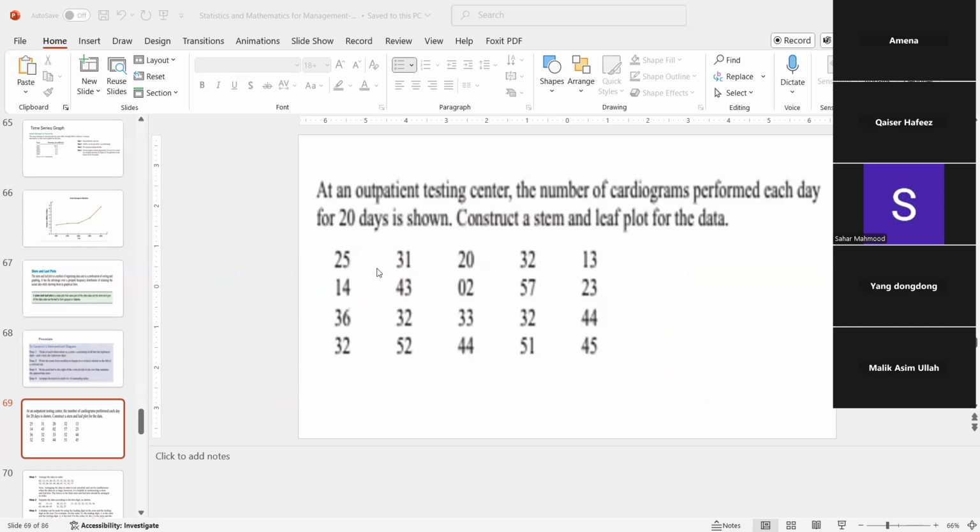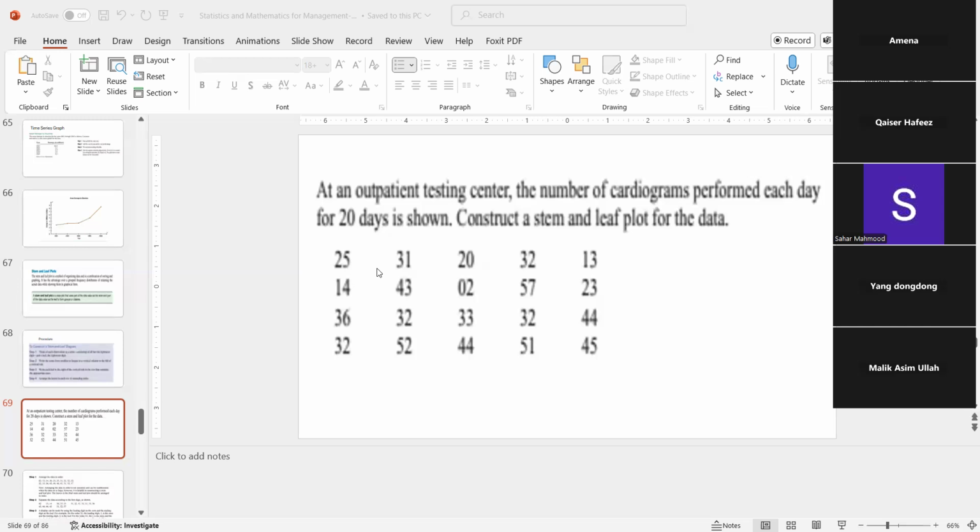One part is considered to be the stem and the other part is considered to be the leaf. This is to be done with each and every data point. Here we have two digit data points. The rule is that the rightmost digit of the data point is to be considered as the leaf, while all other digits are considered as a part of the stem.